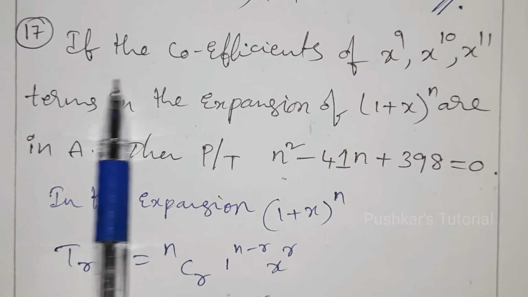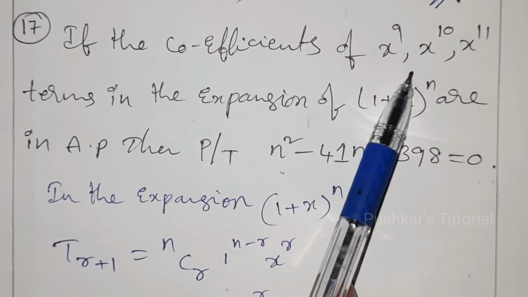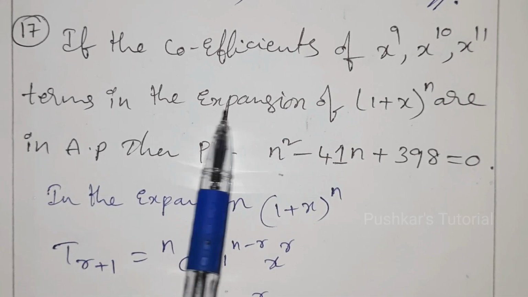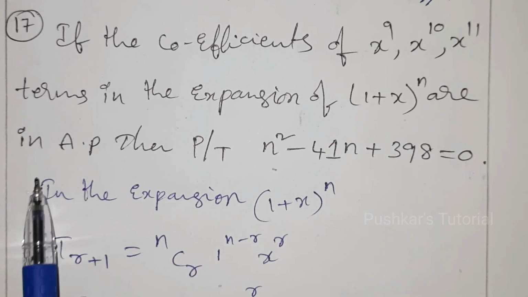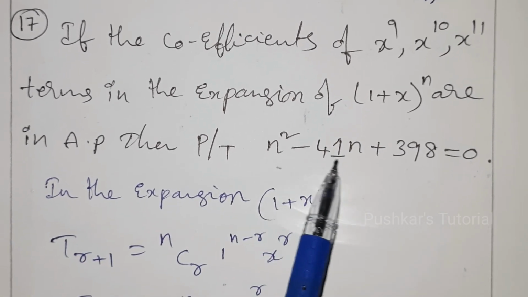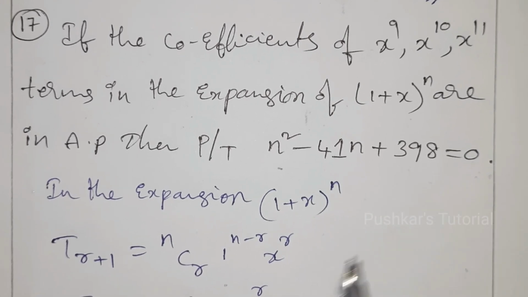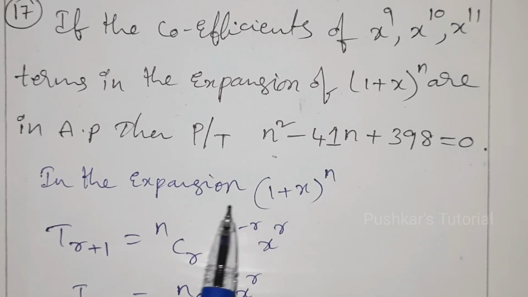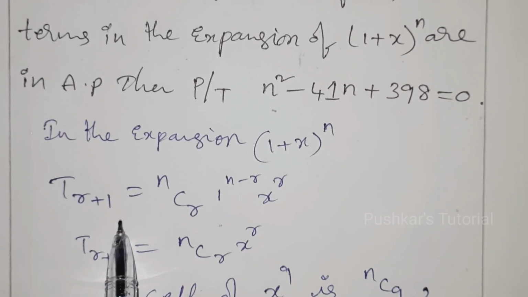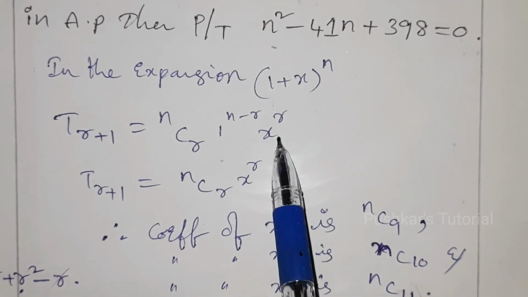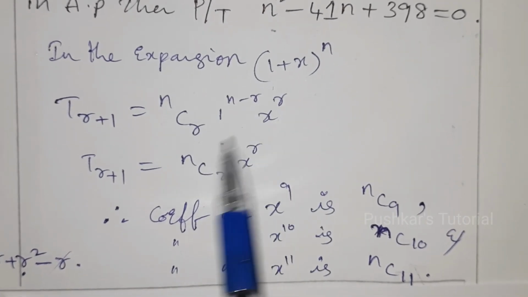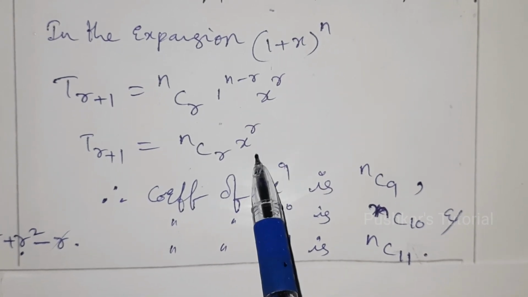Next question: if the coefficients of x power 9, x power 10, x power 11 terms in the expansion of (1 plus x) whole to the power of n are in AP, then prove that n square minus 41n plus 398 is equal to 0. So in the expansion (1 plus x) to the power of n, T(r plus 1) is equal to nCr 1 to the power of n minus r x to the power of r. So 1 power anything is 1 only, so only nCr x to the power of r.